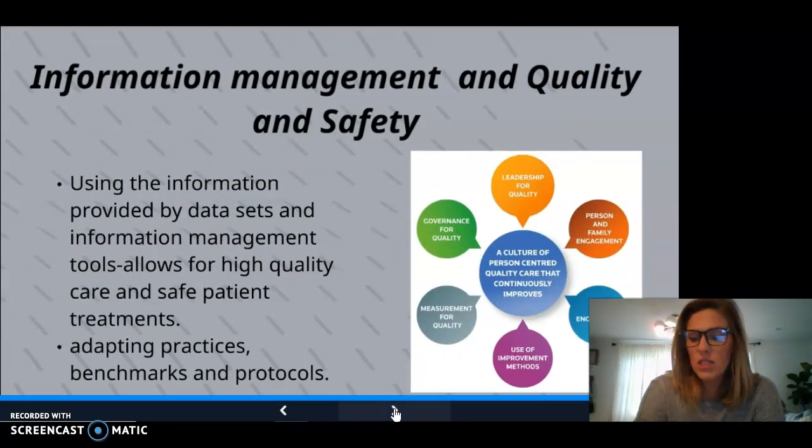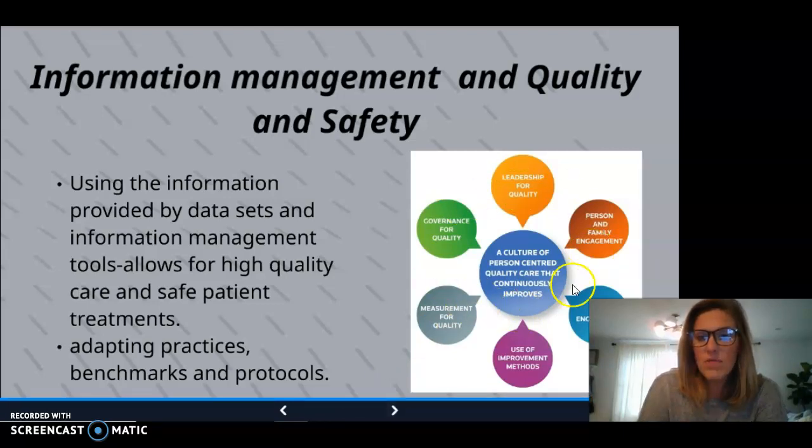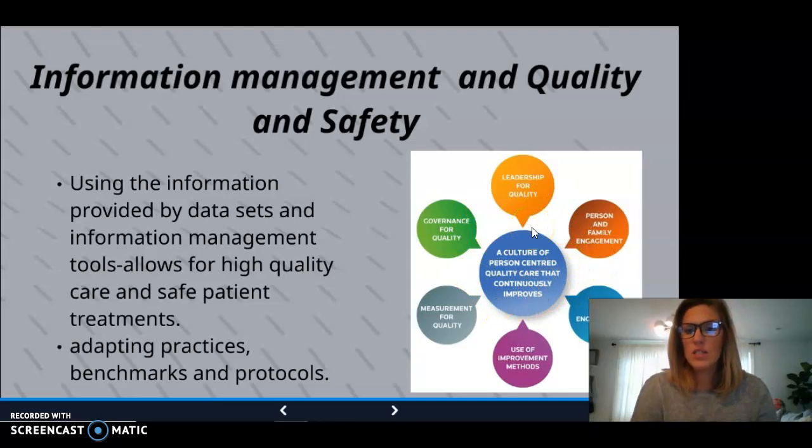Using the information provided by data sets and information management tools allows for high quality care and safe patient treatment. Adapting practices, benchmarks, and protocols are what we do after collecting this information. Here's an infographic, the culture of patient-centered quality care that continuously improves, and these are all of the areas that impact that.